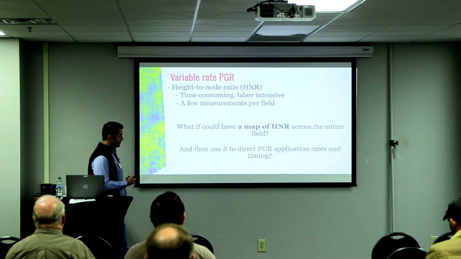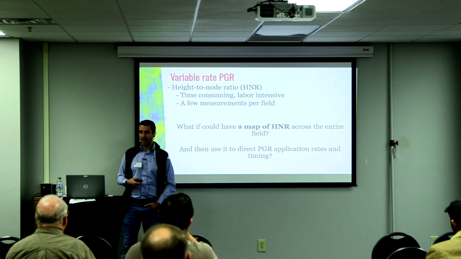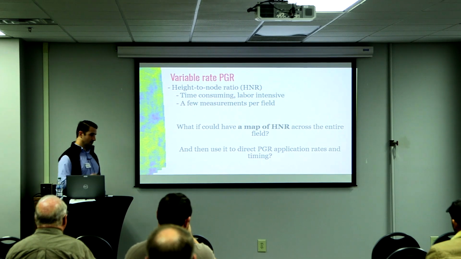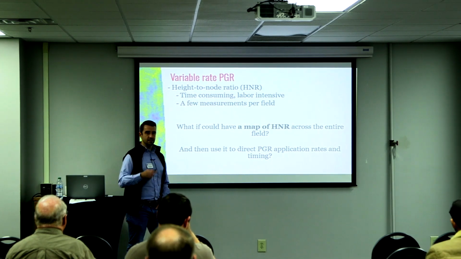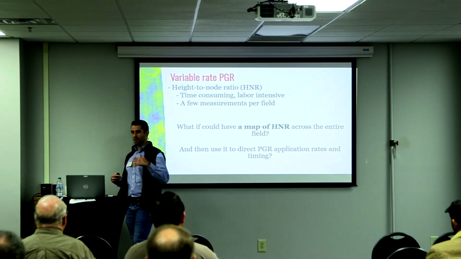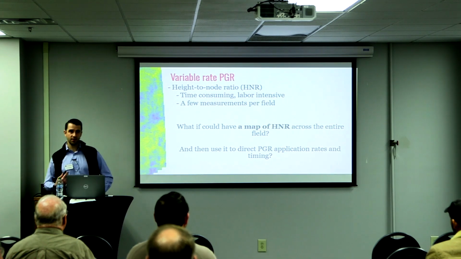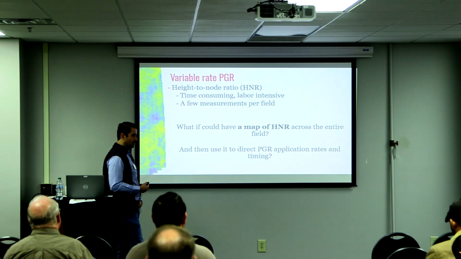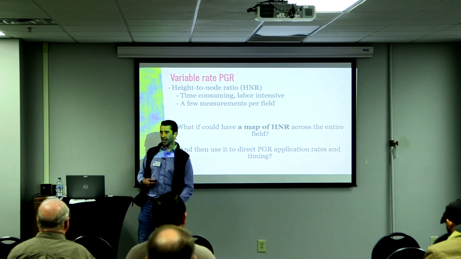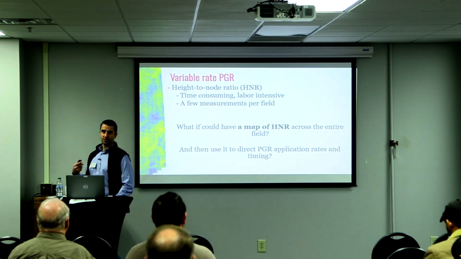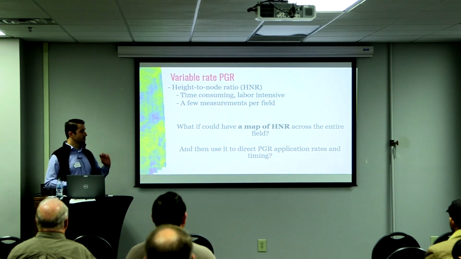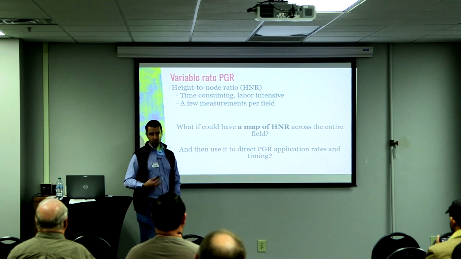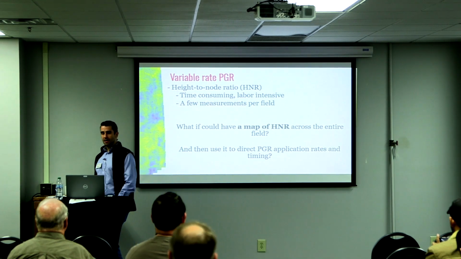So what we decided to start off with here is to use the height to node ratio. This is something that you're probably familiar with. You have somebody going out to the field, they collect the height of the plants and the number of nodes, and just do a ratio between those two numbers. And then we have guidelines that will apply a given PGR rate or determine the timing of the application depending on this height to node ratio. If this height to node ratio is too large, then it means the plant is growing too fast, and we need to control its growth and its growth rate by applying a PGR.